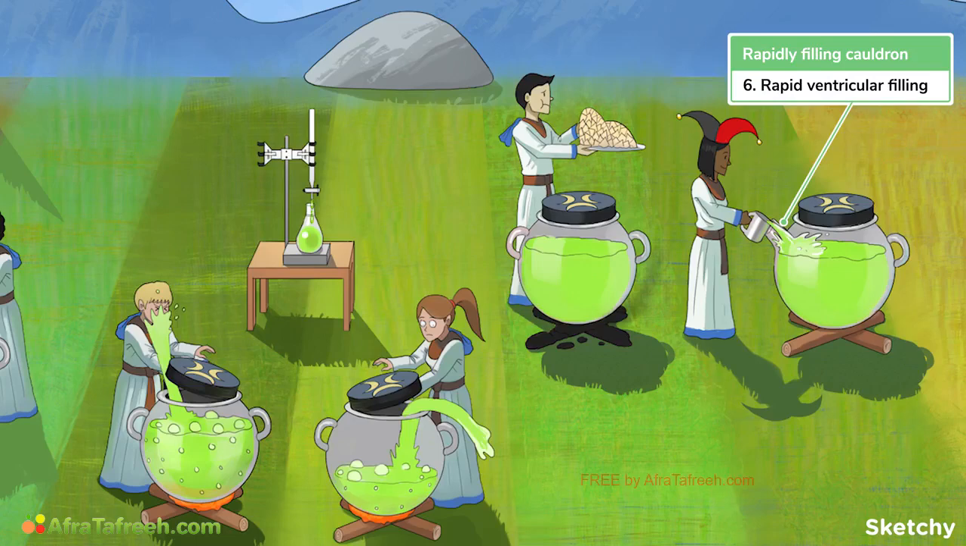This is represented by this careless intern in a bicuspid jester hat for the mitral valve, who is filling her cauldron way too quickly. Since the ventricles are relaxed and compliant at this time, the ventricular volume will increase with little to no increase in ventricular pressure.